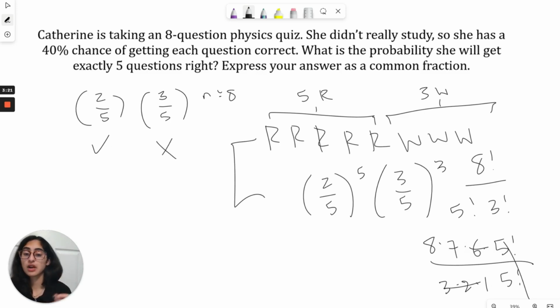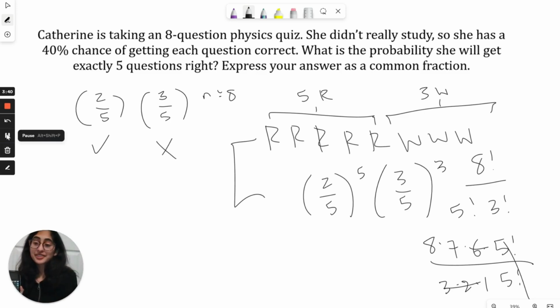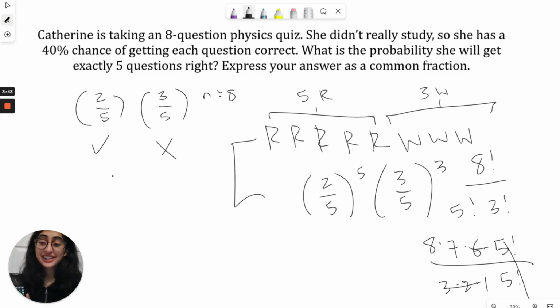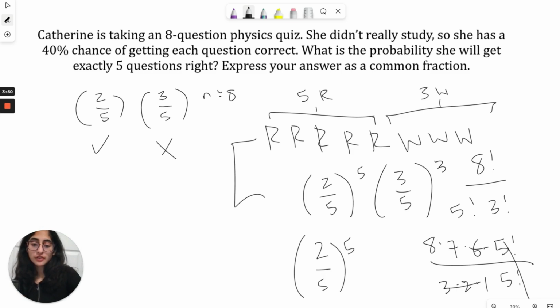So when we multiply out 2 over 5 to the 5th times 3 over 5 to the 3rd times 8 times 7, well, that's a big number. But luckily for us, this is a Target Round question, so we're allowed to use a calculator. All right, so I got my trusty calculator, and basically we're multiplying again 2 over 5 to the 5th times 3 over 5 to the 3rd times 8 times 7.